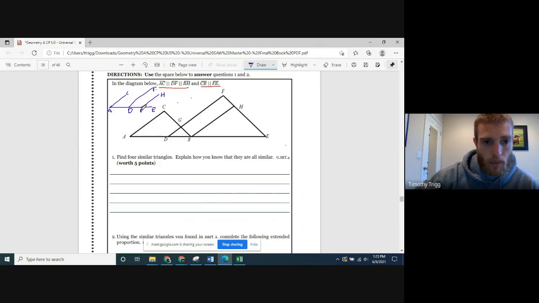So this isn't the best picture, but hopefully you can see that I'm talking about this bottom line here, ADBE, and then there's 3 parallel lines AC, DF, and BH. Okay, it's a B here.